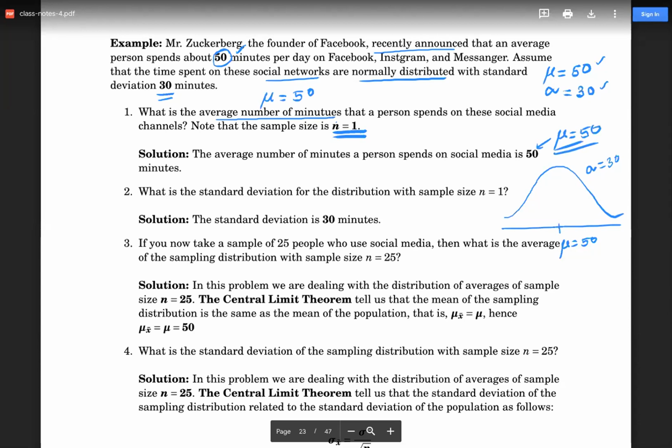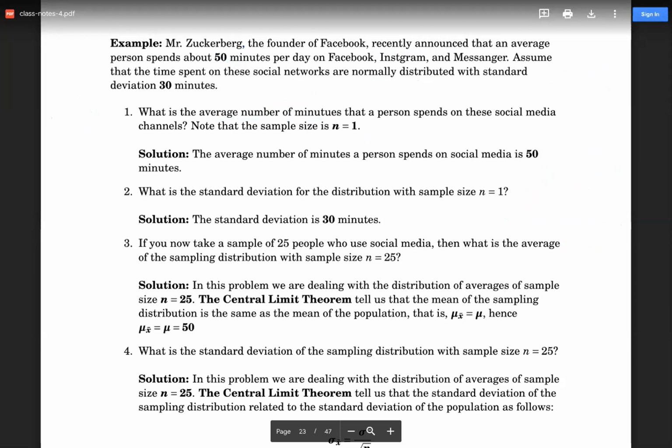People really get confused, even at the end of the semester, about the difference between X bar and mu. X bar is the sample average, and mu is the population average.